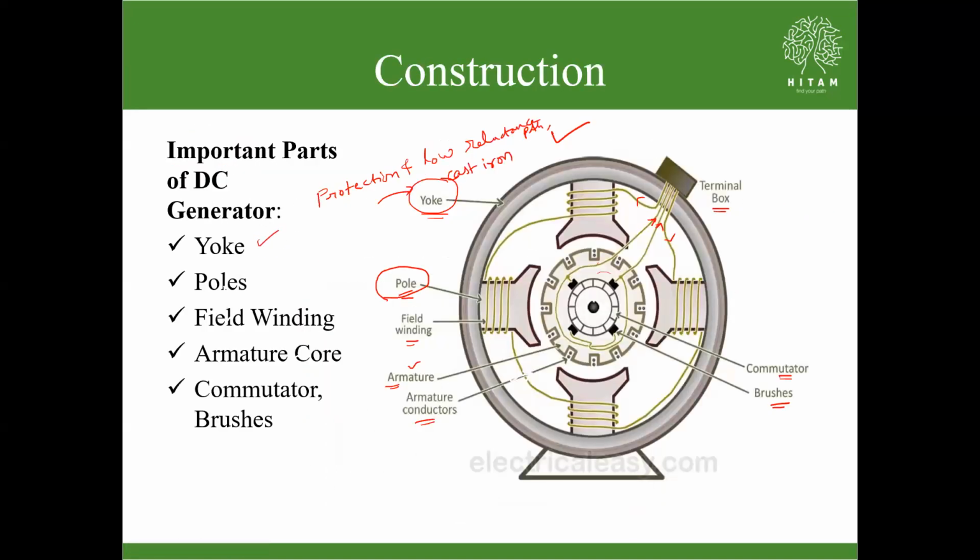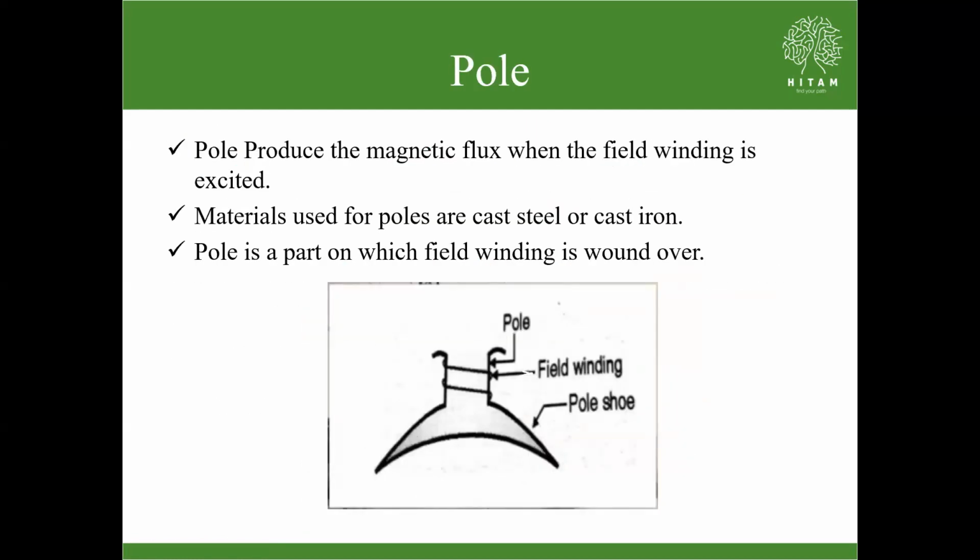Right. Next, poles. So poles are to produce the magnetic flux, right? The field windings are wound on the surface of a pole. This is what you see in the figure. The pole looks like the shape of your shoe. So why this kind of shape? This is the complete pole, which we call the entire symbol.